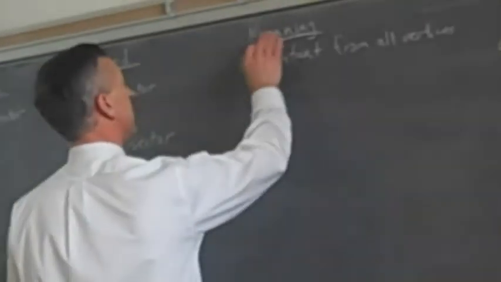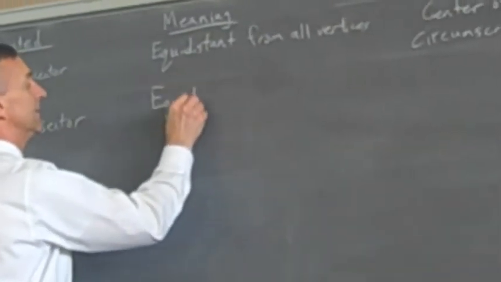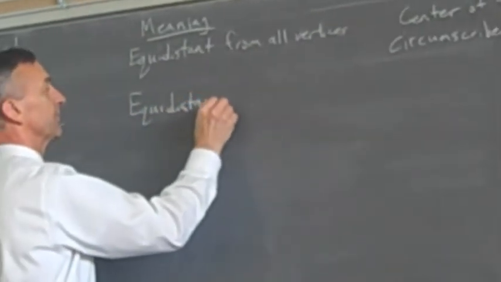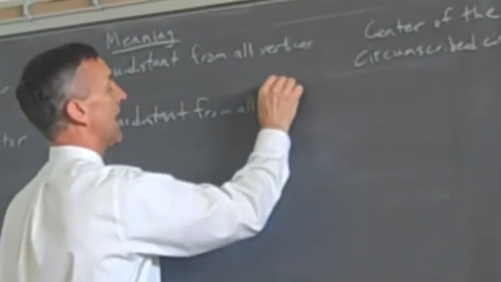And now watch what happens as I move my triangle. It doesn't matter the size or the shape. That distance is the same distance to each of the three sides. Does that make sense? Okay. Well, the angle bisector, the meaning is what? Equidistant from what? From all sides, not vertices.